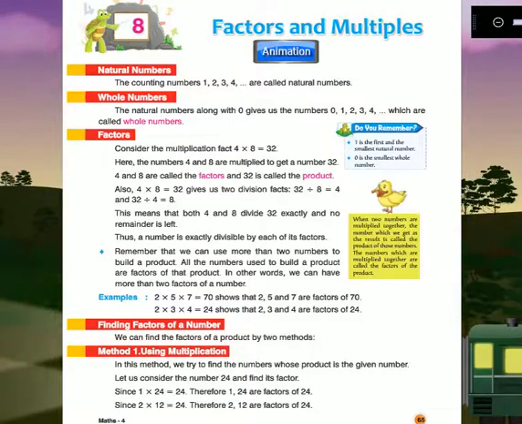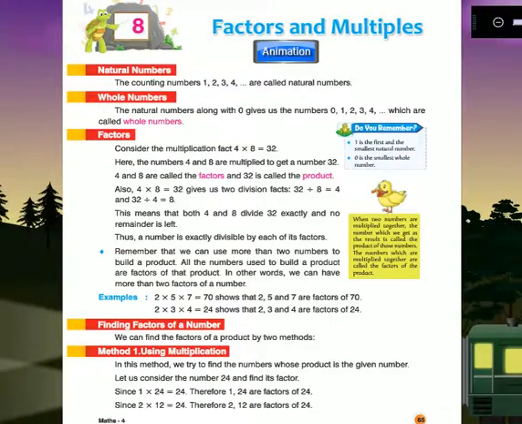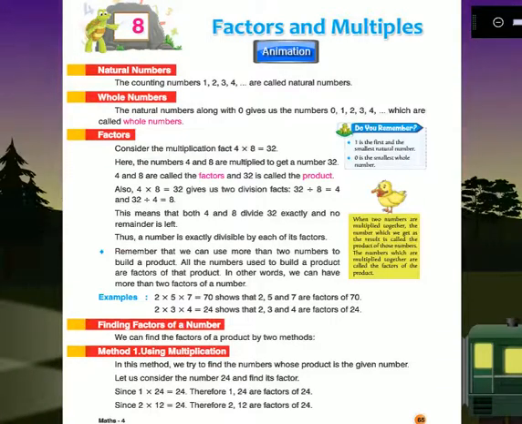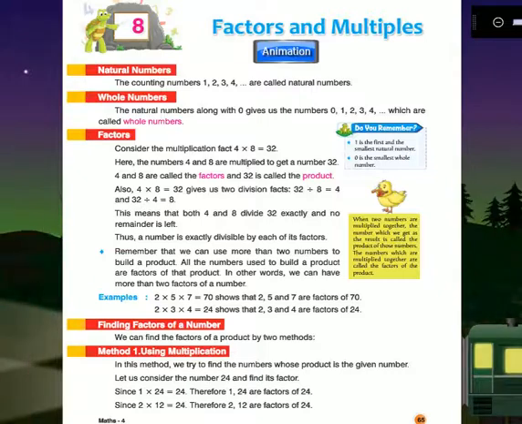Factors. Consider the multiplication fact: 4 multiplied by 8 is equal to 32. Here, the numbers 4 and 8 are multiplied to get the number 32. 4 and 8 are called the factors and 32 is called the product.